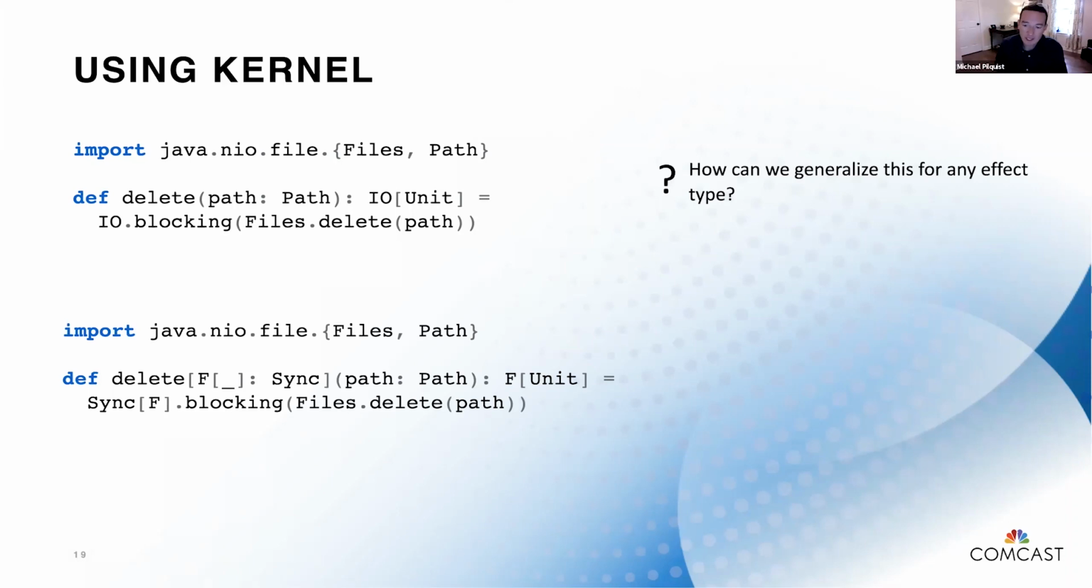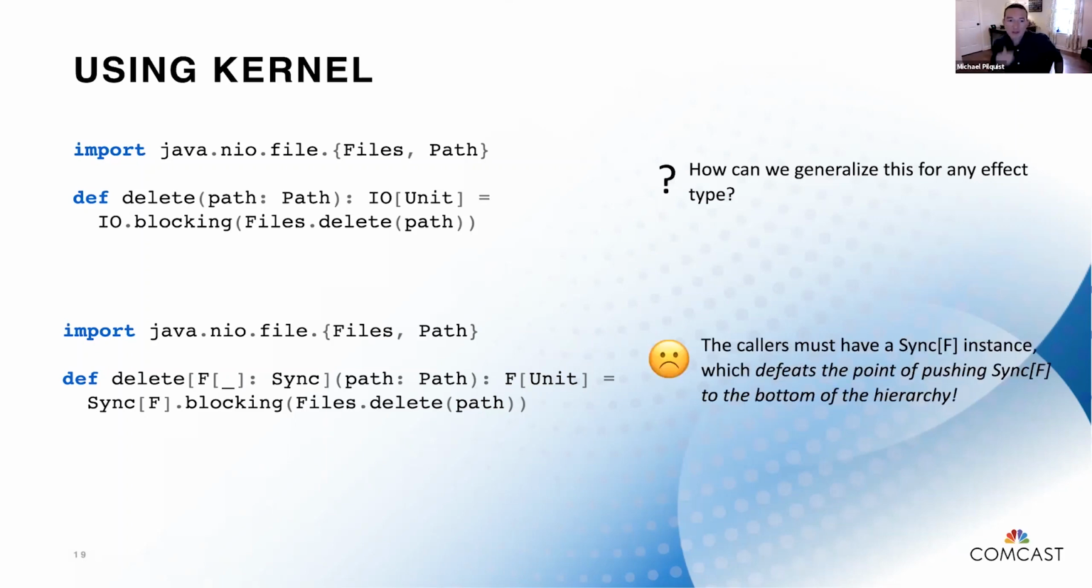Well, the transformation is pretty mechanical. That's the good news. So what we're going to do is define this polymorphically over a type F. We're going to change the result from being IO of unit to F of unit. And now we need some way to call blocking, but it turns out our Sync type class provides us that constructor. So if we say Sync of F.blocking instead of io.blocking, we get everything we need. We just need to pick up this Sync bound on F. And so this is okay. It's certainly a direct port of our original program.